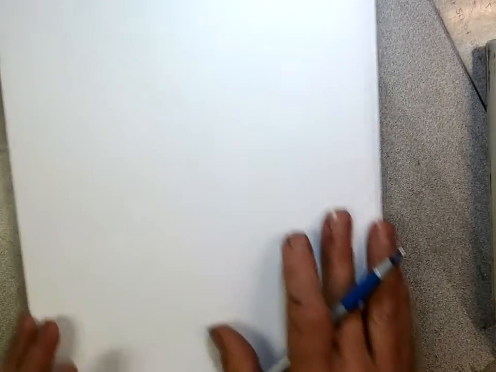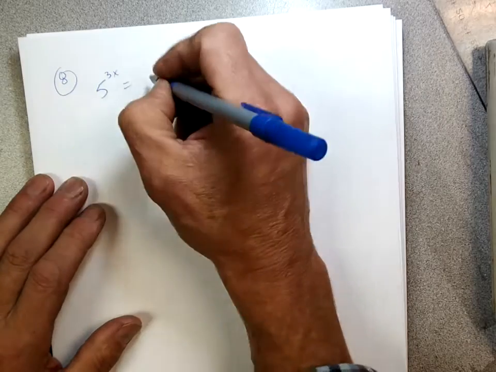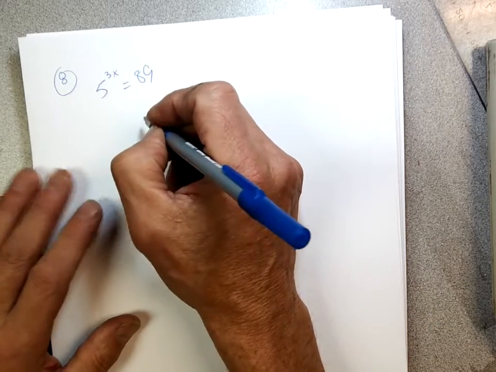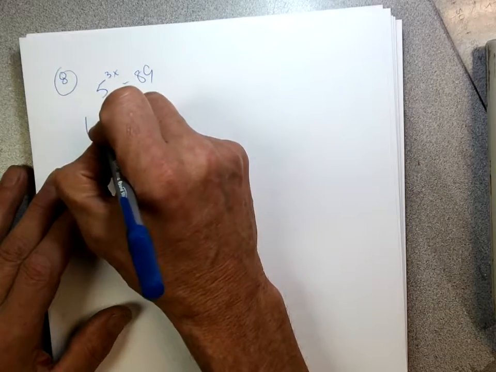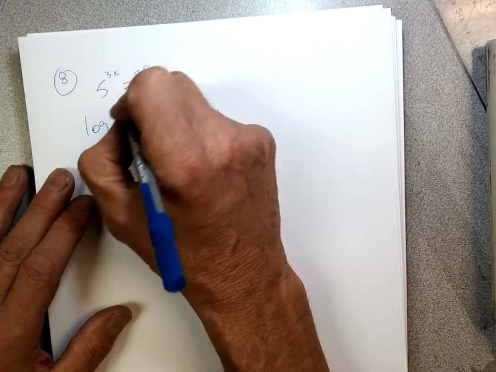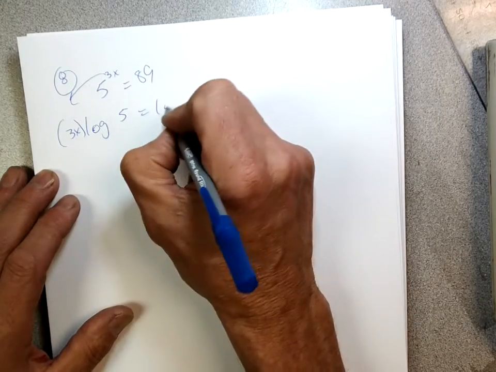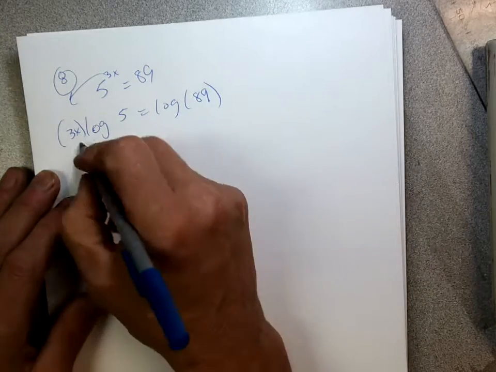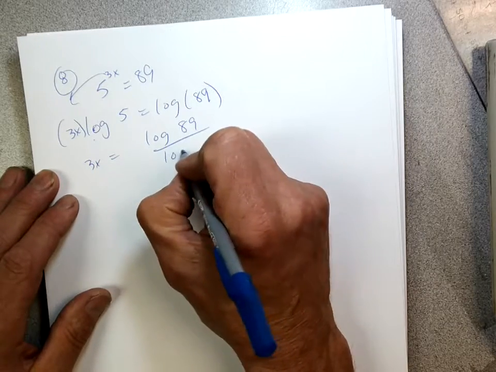Okay, number 8. Same stuff. 5 to the 3x equals 89. Let's log both sides. Actually, I'm going to do this a little differently. I'm going to take the log of both sides. Log of 5 to the 3x, which would bring the 3x down, right? Equals log of 89. And divide by log of 5, so I have 3x equals log of 89 divided by log of 5.